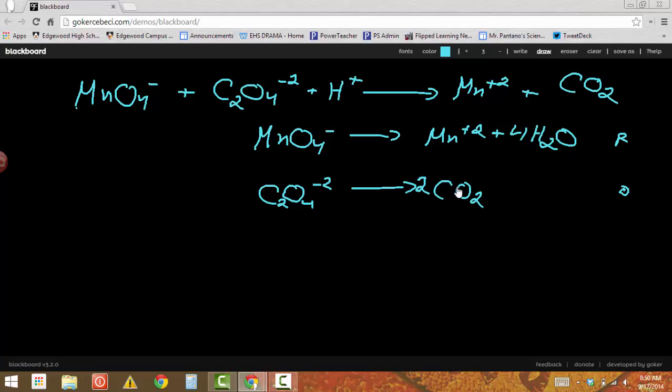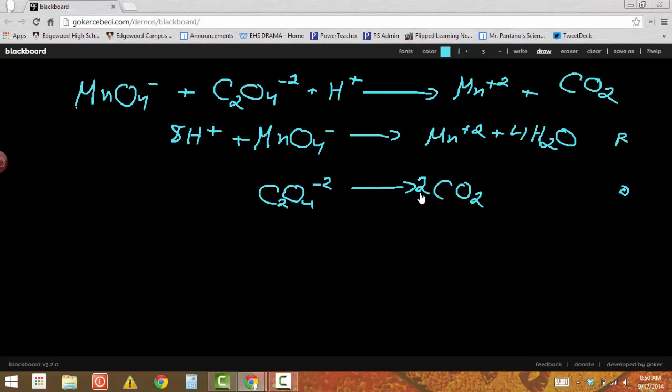Step 3, balance hydrogen by adding H plus, because we're in acid here, add H plus to the side that needs hydrogen. In my reductive half reaction, when I added the 4 waters, I also added 8 hydrogens. So to this side of the reaction over here, I'm going to add 8 H plus. There are no hydrogens in the second one, so I'm good there.